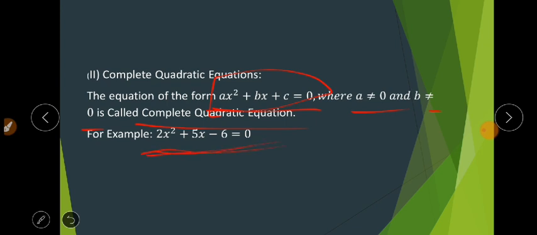We have quoted the example here, as per the standard format only. So that is a complete quadratic equation. The difference between pure and complete quadratic equation is, in a pure quadratic equation only a is not equal to 0, but in a complete quadratic equation both a and b should not be equal to 0.